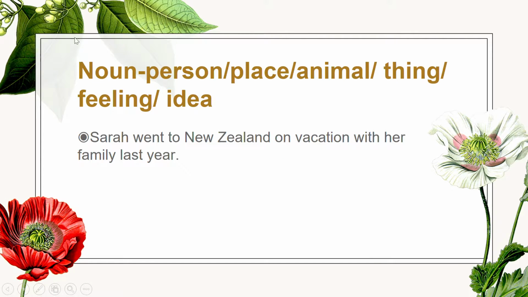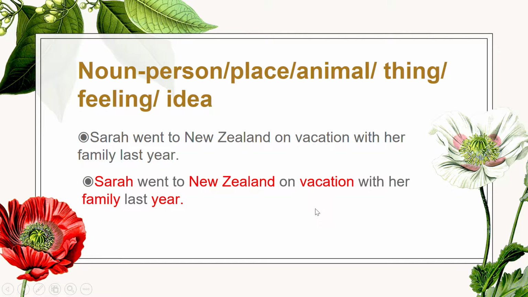Alright, noun. This is basically a recap of what I mentioned earlier, when I talked about proper nouns and common nouns. Here, the words in red are nouns because they show a person, place, animal, thing, feeling, or idea. Sarah is a proper noun, as I mentioned, because it starts with a capital S. New Zealand itself is also a proper noun. But here, vacation, family, and year are common nouns. Okay?